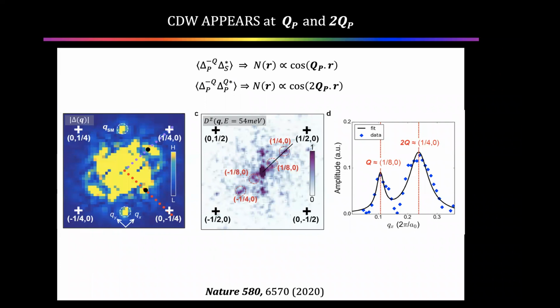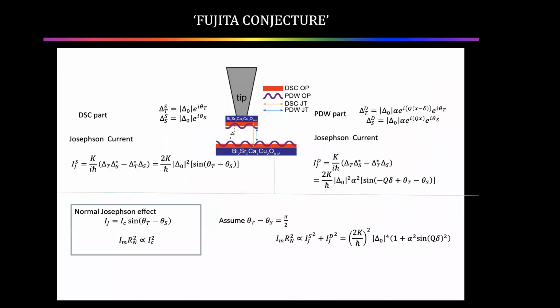Furthermore, he was able to show that the 2 charge modulations at 2Q and 1Q are also detected in this experiment. Now, in order to rationalize the fact that the gap appears to be modulating with 8-unit cells and the Josephson pair current modulating with 4-unit cells, Fujita-san made this interesting conjecture, basically that there are 2 independent tunneling channels.